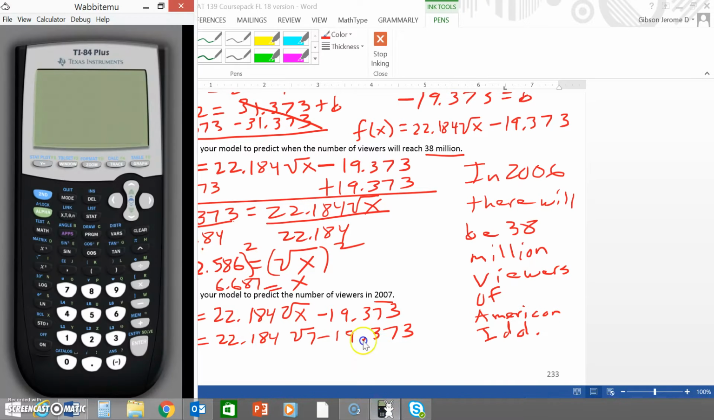Now what we would do is put all of this in our calculator. So we would take 22.184 times the square root of 7. You have to press this right arrow to come from under there. Minus 19.373. And we get 39.320.